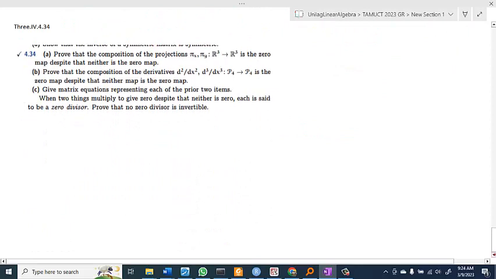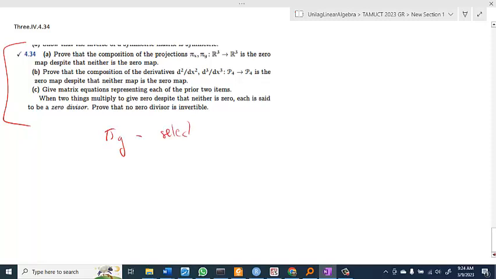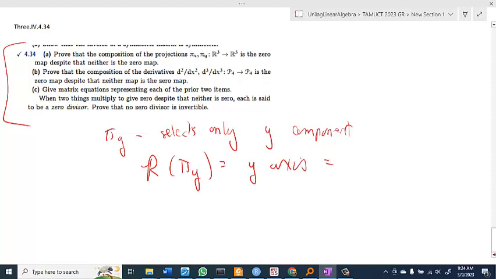Okay, all right, so let's quickly say something about this. Prove that the composition of the projections pi y, pi x, and pi y is the zero map, despite that neither is the zero map. So you can also think of these geometrically. What does pi y do? Pi y selects the y component. So the range space of pi y is equal to the y-axis. I can write it this way: t times (0, 0), where t is a real number.